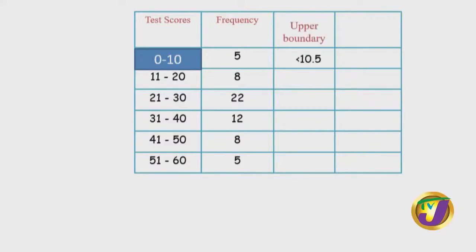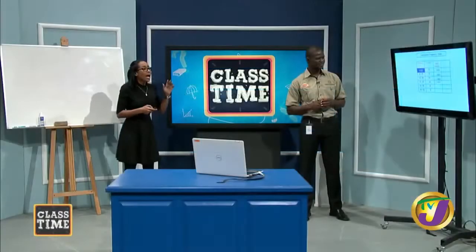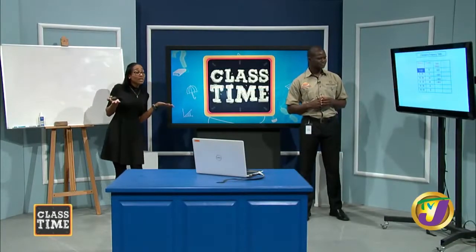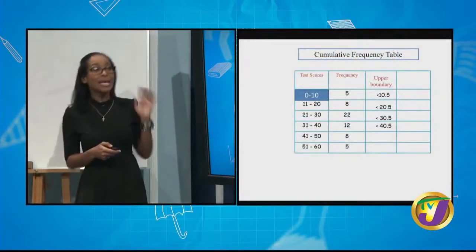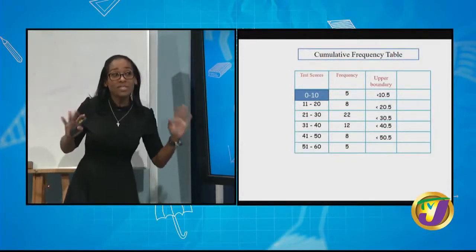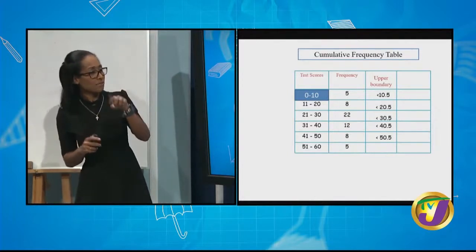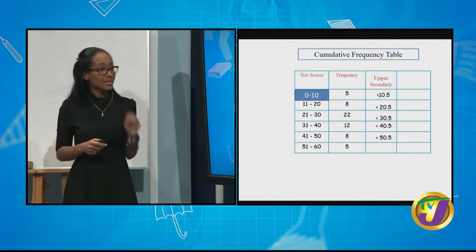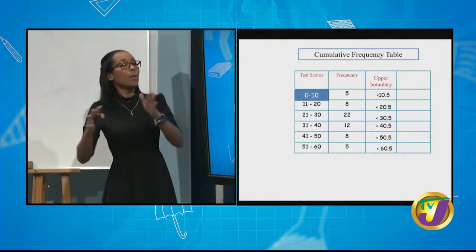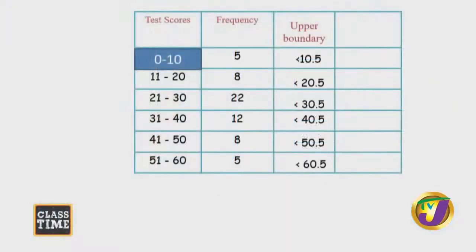So my upper boundary for my 2nd class would be less than 20.5. My upper boundary for my 3rd class is less than 30.5. For my 4th class, less than 40.5. For my 5th class, less than 50.5. And lastly, for my 6th class, less than 60.5. You are so correct.